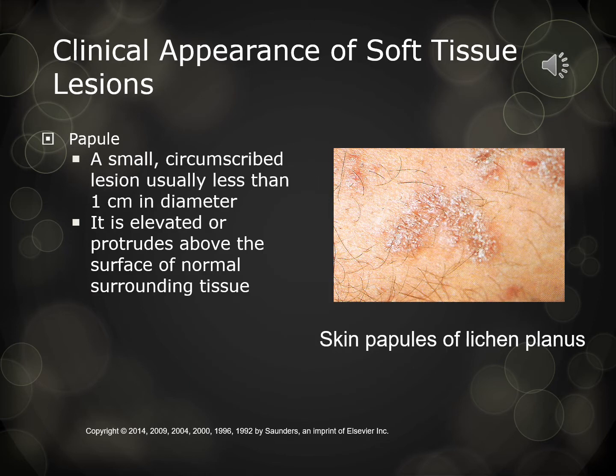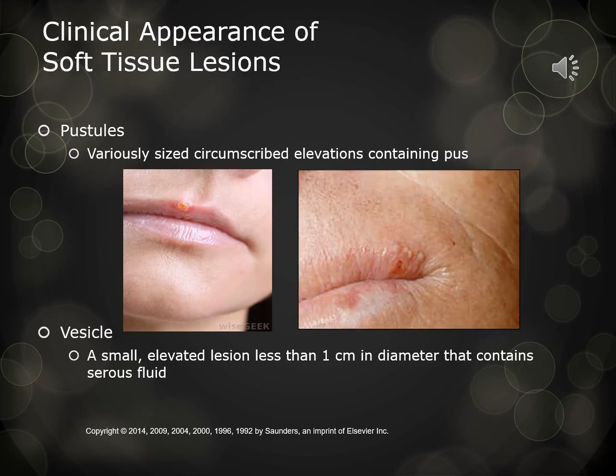In contrast to the macule is a papule. You can have lots of fun with this. One is an M, one is a P. The papule, think of it like a pimple. It's going to extend above the epithelium layer of the skin, unlike the macule, and it is small, circumscribed, usually less than 1 centimeter in diameter. An example of this is lichen planus.